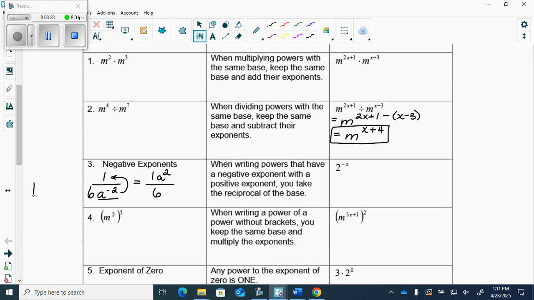So we get 1 over... What? No. Let's go 4 to the negative 1. Type that into your calculator.